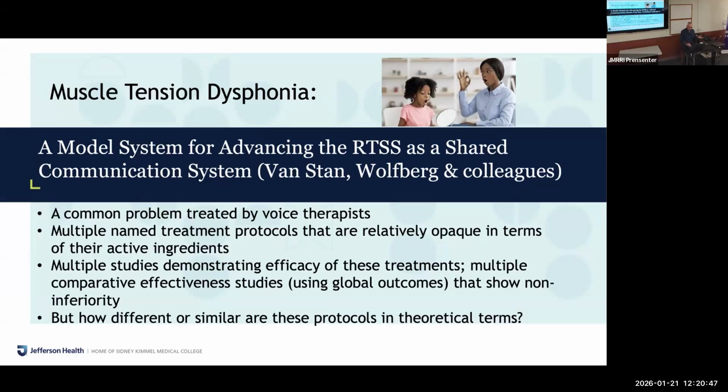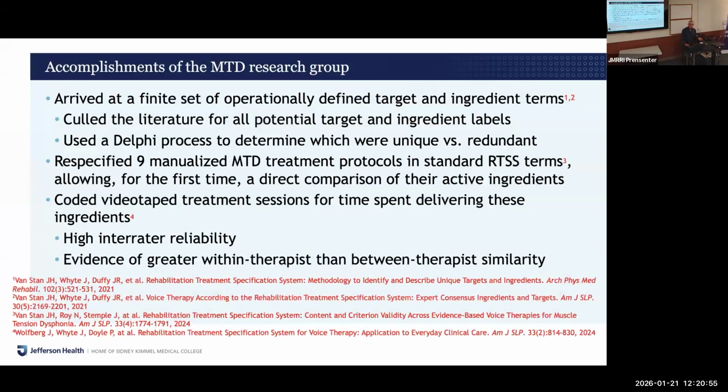So we don't know how similar or different these protocols are, which seems like a good question to ask before you start comparing them empirically. Now, this group of voice researchers did work with a Delphi panel and a bunch of background work to arrive at a finite set of operationally defined target words. These are the things we treat. And ingredient terms, these are the ingredients we treat them with. And there were some probe questions that helped them figure out what it means to say these two things are different versus the same, so that the framework was clear.